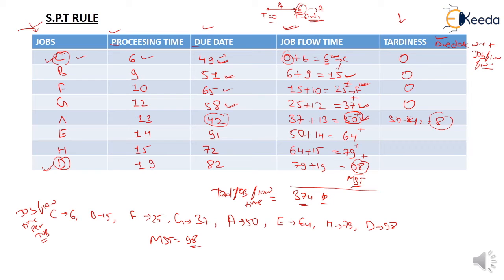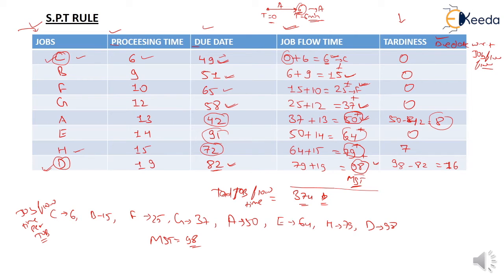Okay students. Here for E job the job flow time is 64 and due date is 91. So before the due date our job is completed, so tardiness is 0. For H job our job flow time is 79 but the due date is 72. So our job is delayed beyond the due date. So the delay is 7. For D job the flow time is 98 and due date is 82. So our job D is delayed beyond the due date. So how much delay? 98 minus 82. So 16 is the tardiness of job D.